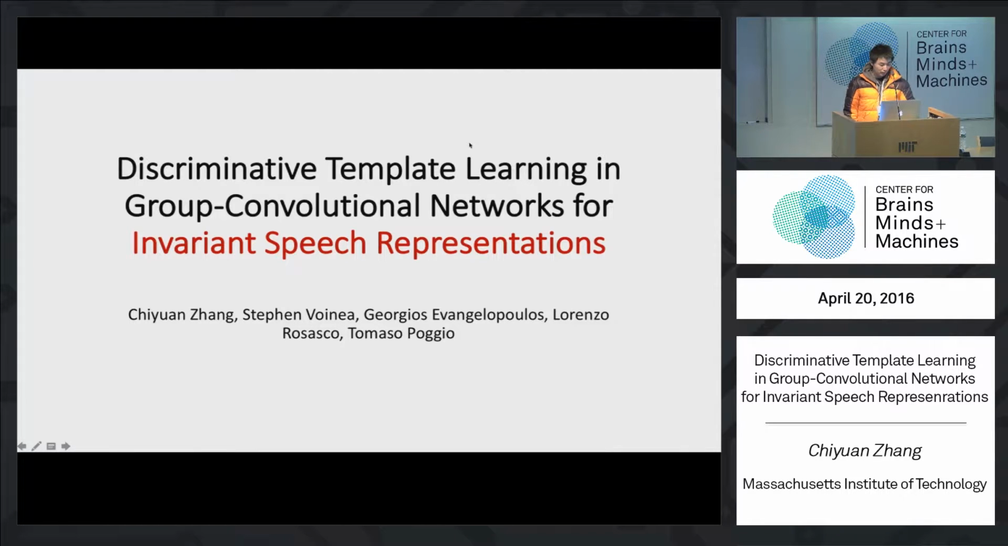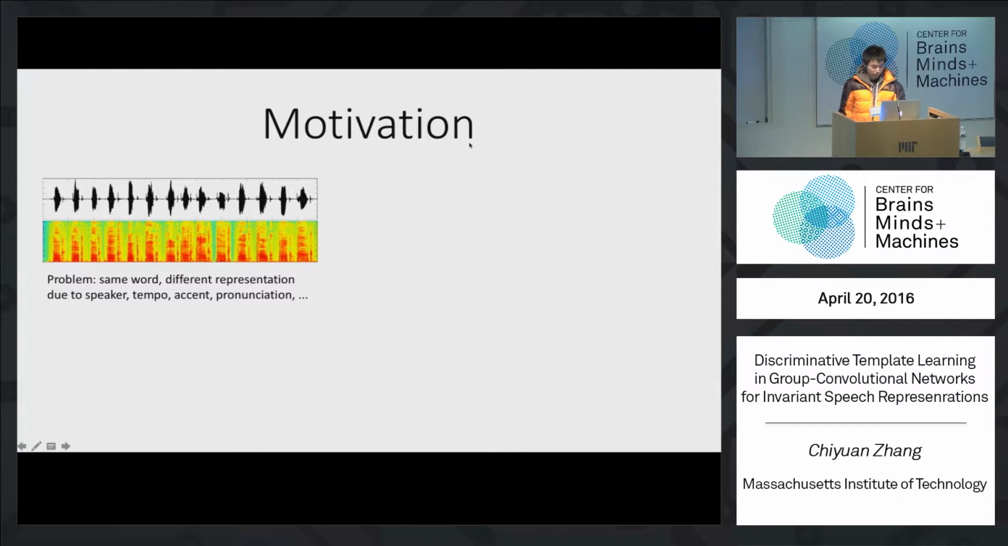So I'm going to talk about building invariant speech recognition representation by using discriminative template learning. Basically, the motivation is from the fact that, like vision signals, speech signals can have very different representations. If you look at the spectrogram, they're all the same word, but it could be pronounced by different speakers with different tempo or accent or under different contexts or with different emotion. They could look quite different, even though they're the same word.